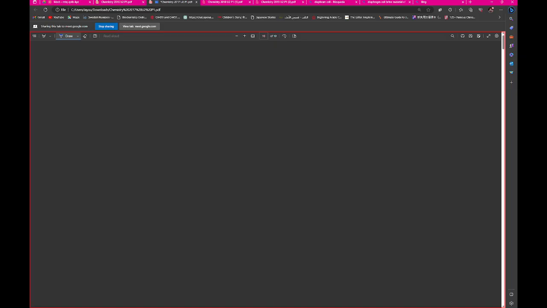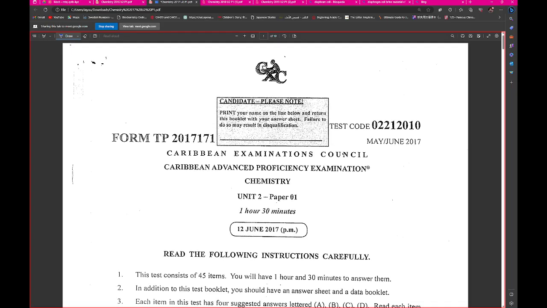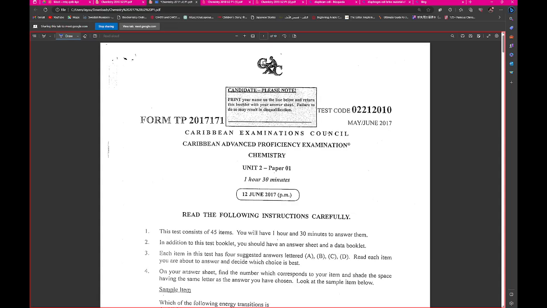That's all about green chemistry and environmental chemistry. A lot of persons don't really look to environmental chemistry, but I think it's a pretty interesting field. Alright, so that was the May June 2017 paper. How are we feeling?